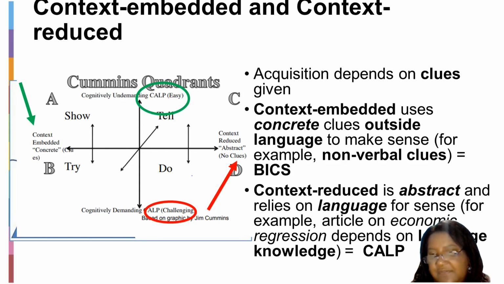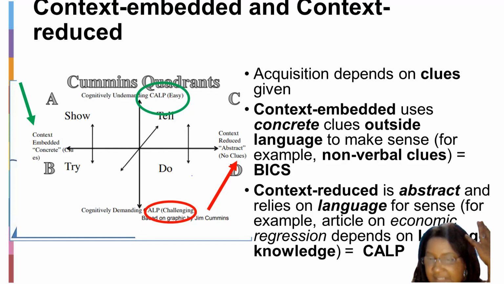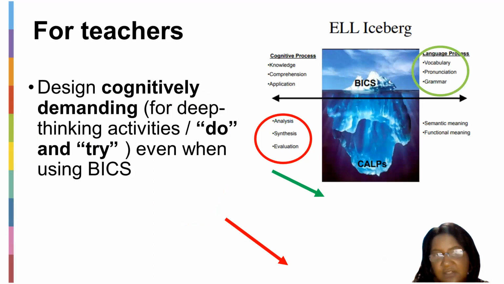But Cummins then says, what we want is what they call context reduced activities. So context reduced is abstract and relies on language for sense. For example, an article on economic regression depends on language knowledge. That means CALP. So you can have BICS, but that's more of a social skill when it comes to language. When it comes to difficult, complex understanding of a text, you need to have context-reduced activities. Because once you have context-reduced activities, where the learner actually has to think about what is expected from them, it means that they are busy developing CALP. Okay, so we want CALP and not necessarily BICS.